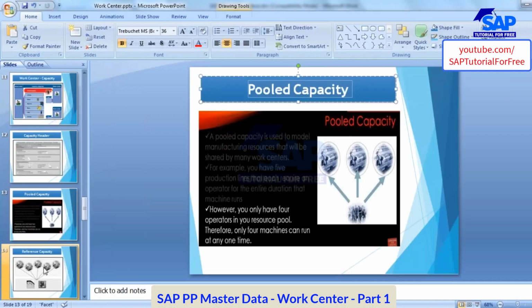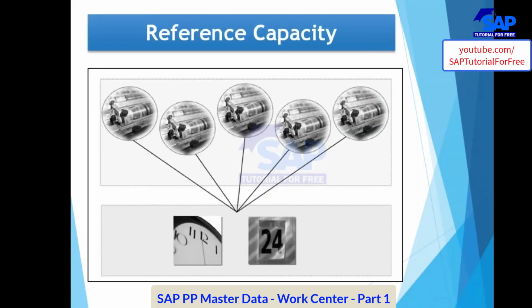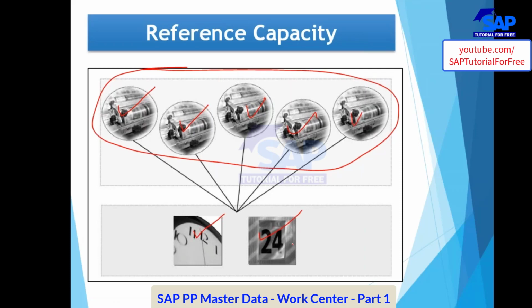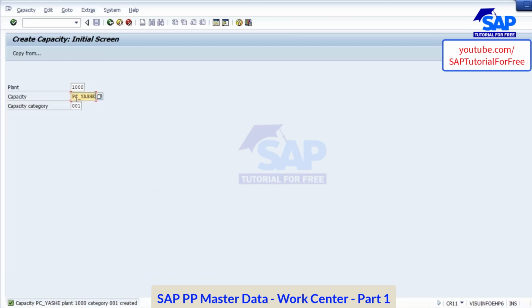Okay. Now the next one will be reference capacity. What is this reference capacity? Reference capacity means it's like a template. Let's say in your organization you have lot of work centers. All these work centers use same timing, morning, same start time, same end time. So in that case, instead of entering start time, end time for each machine, you create a reference capacity that you will assign in the work center. Okay, so that is reference capacity. I'll show you that. So first let's create a reference capacity. We create a reference capacity. RC, enter.